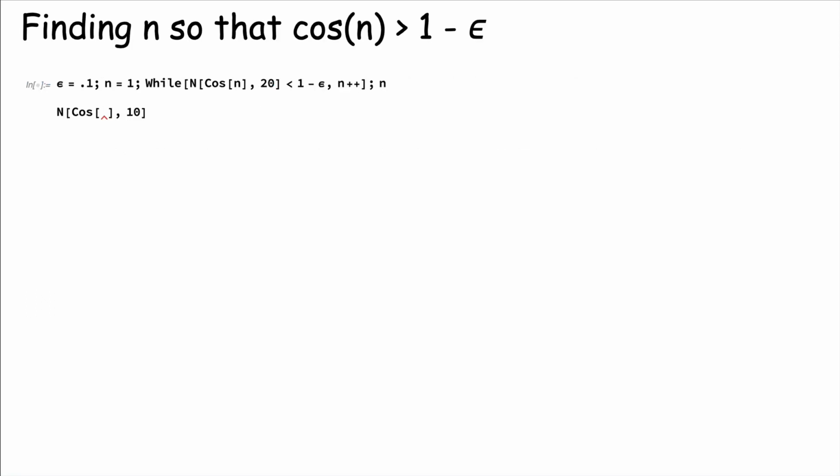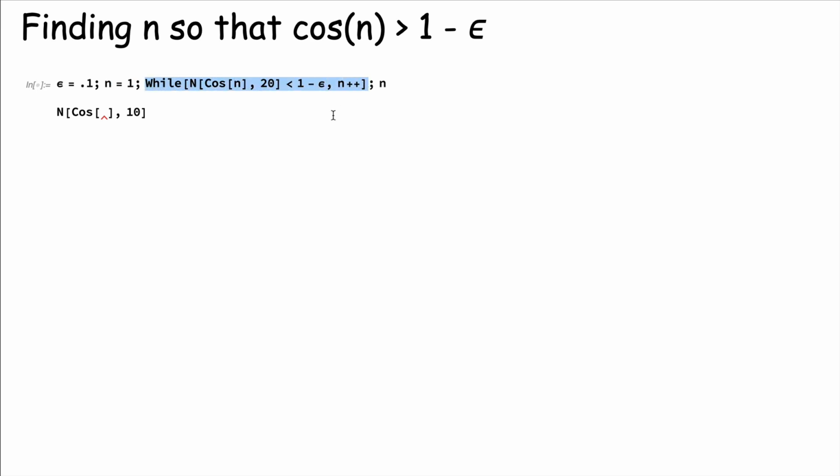Given a small number epsilon greater than 0, is it possible to find a value of n so that cosine of n is bigger than 1 minus epsilon without just doing trial and error? Yes, this line right here is essentially a little program that I just wrote to help me do that. I'm setting epsilon equal to, for example, 0.1, but I'll also set it equal to smaller numbers. I'm setting n equal to 1, and then I'm creating a while loop.